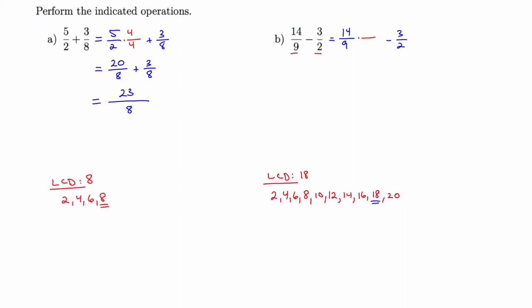So when I look at the 14 over 9, I begin by asking myself, what do I need to multiply 9 by to make it become 18? Well, 9 times 2 is 18. But if I multiply the denominator of this fraction by 2, I also need to multiply the numerator of the fraction by 2. Separately, I look at the 3 over 2 fraction.